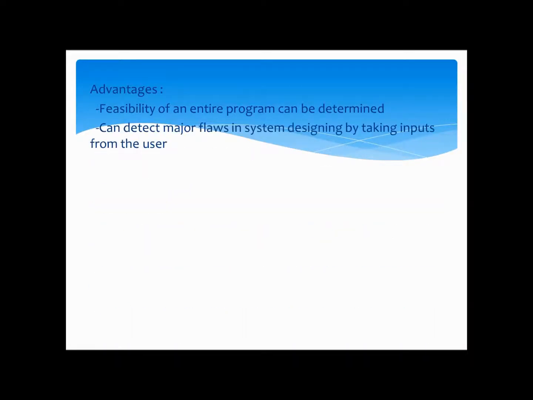There are several advantages of the top-down approach. First, the feasibility of an entire program can be determined since communication with the user takes place. And also, it can detect major flaws in system design. Lastly, many times the top-down approach does not need drivers.